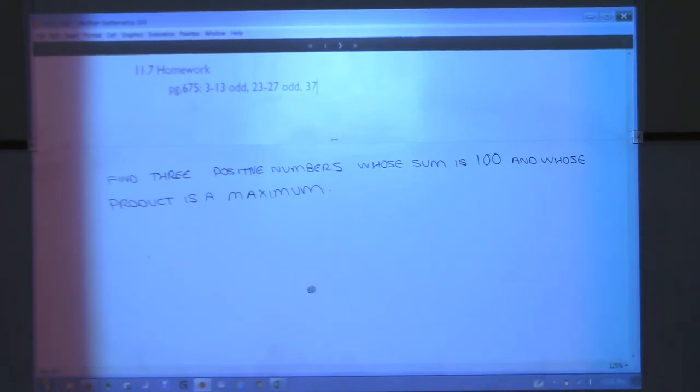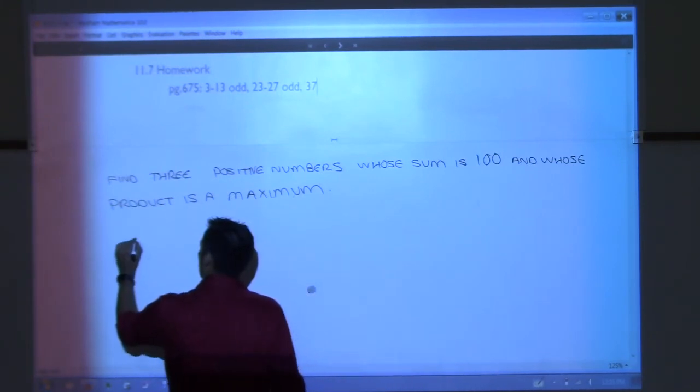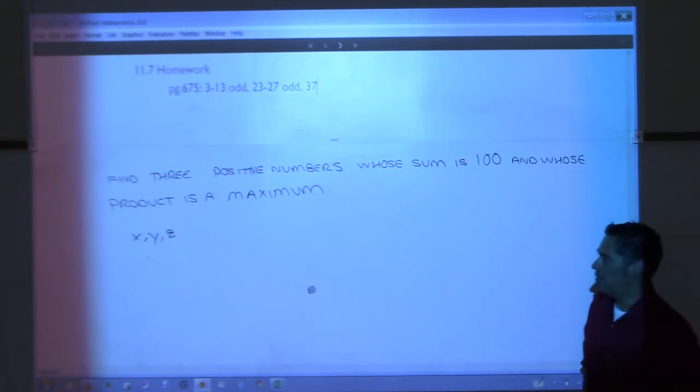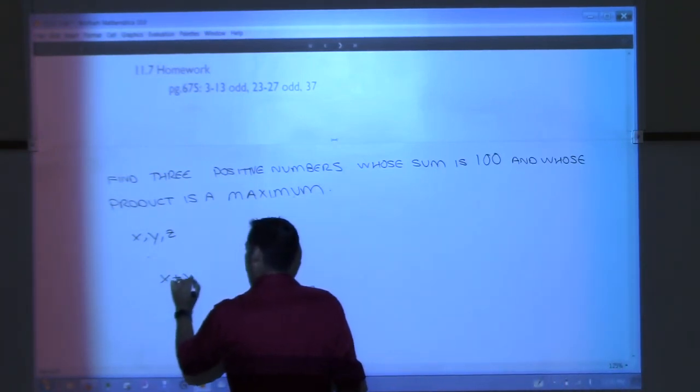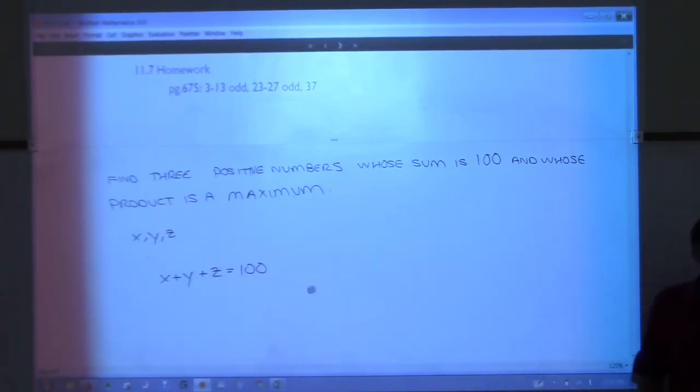You have to find 3 numbers that are all positive, that add up to be 100. But when you multiply these 3 numbers, you need to get the biggest number possible. So if anyone else gave me 3 other numbers that added up to be 100, their product would be less than mine. Make sense? Okay, so let's write some things down. We have 3 things we don't know: x, y, and z. 3 numbers that we have no idea what they are. Here are some things we know, though. We know that they add up to be 100, right? What is it that we want to find the maximum of?